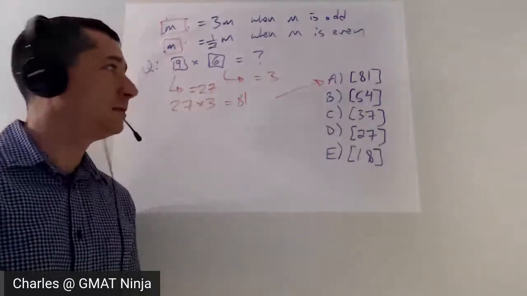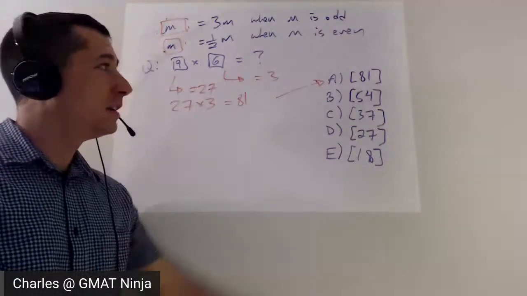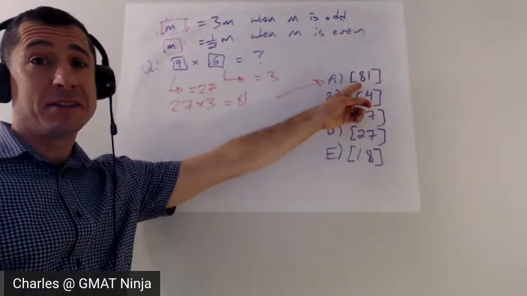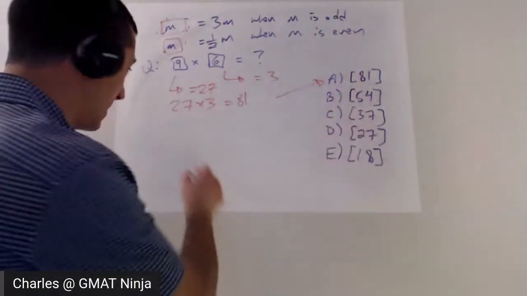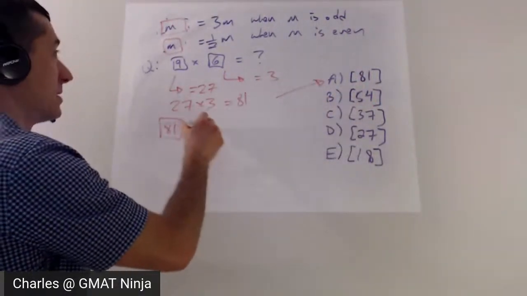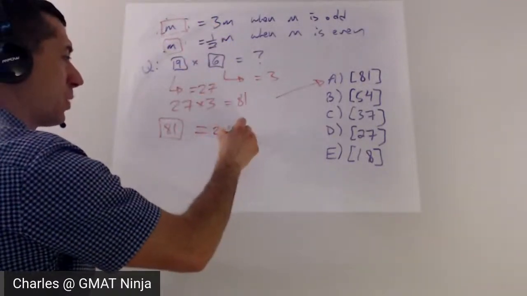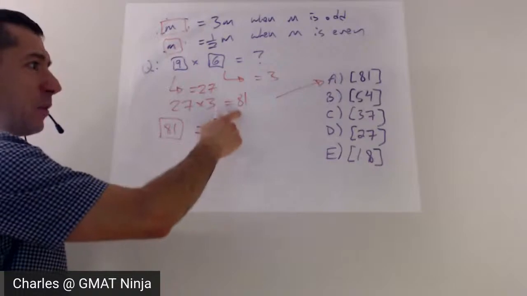Am I right? Did I check my work? Except the answer choices, that's not 81. A actually says 81 inside the box. Well, what's 81 inside the box? Well, it's odd, so it's equal to 3M. So that's actually 243. That's not what we got.